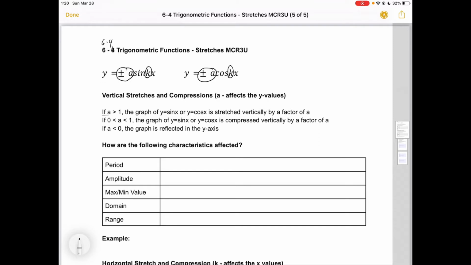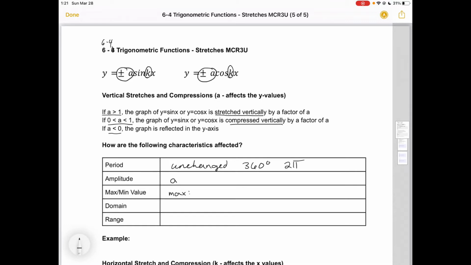Just like before, if a is greater than 1, the graph of y equals sine x or cos x is stretched vertically. If a is between 0 and 1, it is compressed vertically, and if a is less than 0, the graph is reflected. So the period is not affected. That remains unchanged. Our period is 360 degrees, or 2 pi. Our amplitude is changed. It is now equal to a, the parameter that is in front of the sine or the cos. Our maximum and our minimum value have also changed.